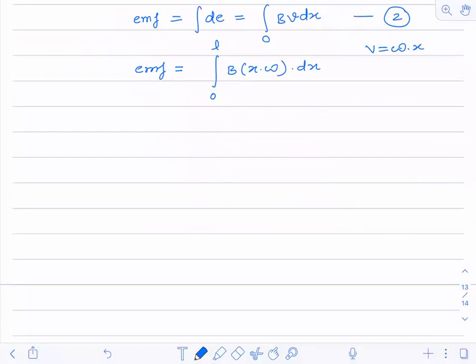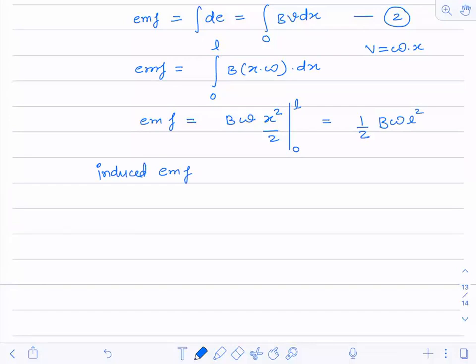Now see here. When you integrate this, what will I get? For the induced EMF, B omega is constant, so I will take it outside. So I'm getting x square by 2 with integration limits from 0 to L. And when you do this, I will be getting half B omega L square. So the induced EMF E is equal to half B omega L square.